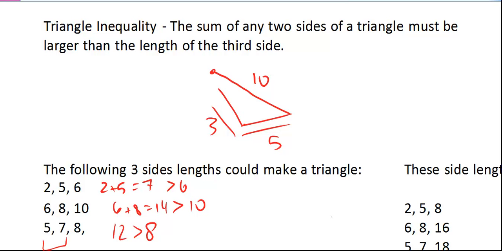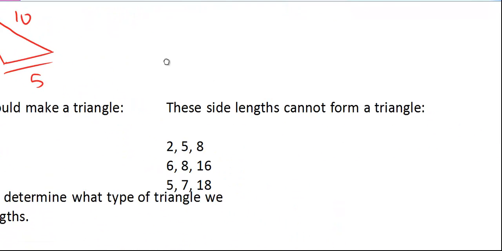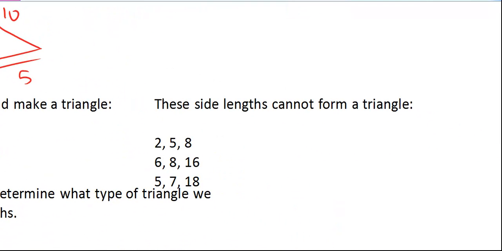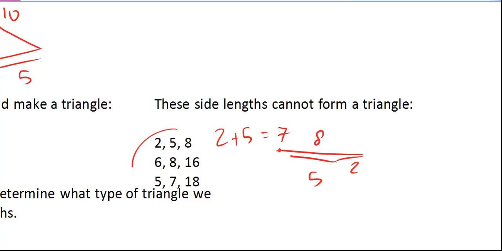Whereas if I look over here on the right side, we see some examples where that doesn't happen, right? 2 plus 5 is 7, and 7 is not greater than 8. So these two pieces, no matter how big I made this angle, if I had a 2 and a 5, the 8 would still be a little bit longer, right? The 7 of these added together would never get to the length of this 8, and that's the issue here. And same with all these, you can test them.